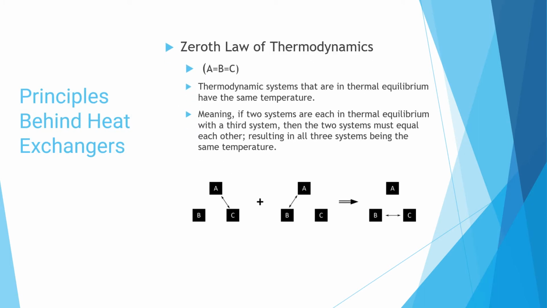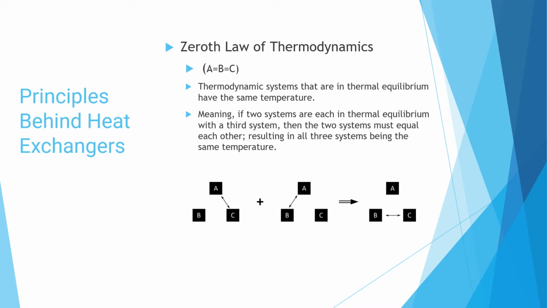To fully understand heat exchangers, you have to understand the basic laws and principles. The first principle is the zeroth law of thermodynamics. This is when systems that are in thermal equilibrium have the same temperature. This means if two systems are each in thermal equilibrium with a third system, then the two systems must equal each other, resulting in all three systems being the same temperature.